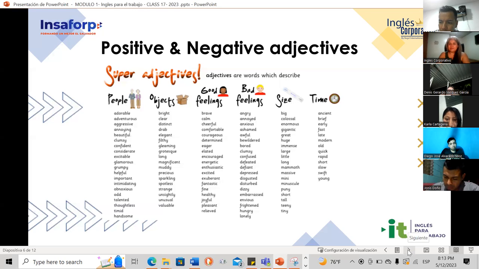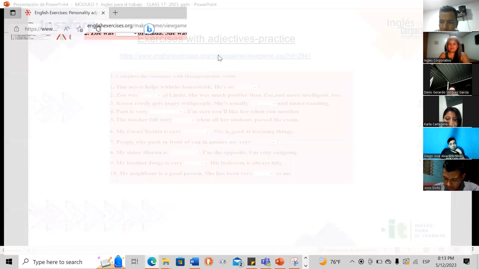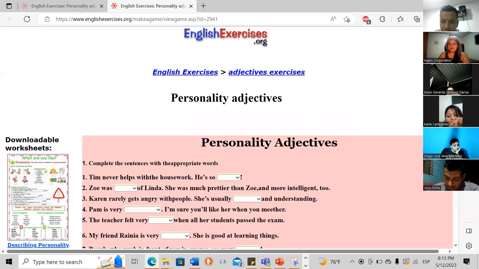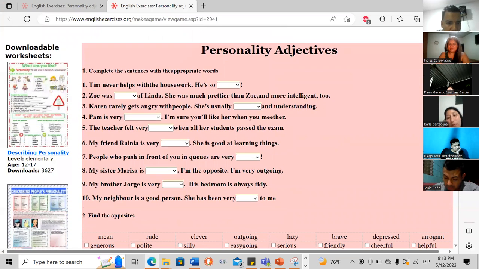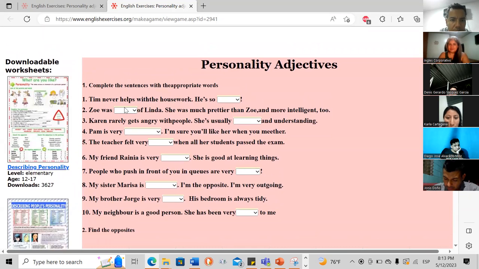Okay. We're going to do an exercise about adjectives. Vamos a hacer un ejercicio. Personality. Aquí solo vamos a describir la personalidad, okay? It says complete the sentences with the appropriate words. Tal vez algunos de estos no los vimos, pero los vamos a aprender aquí, okay?